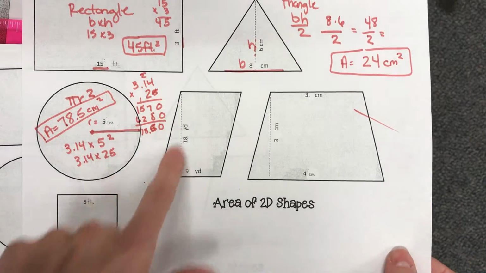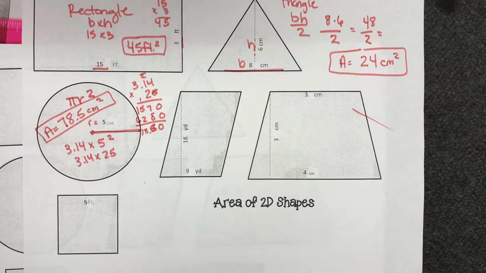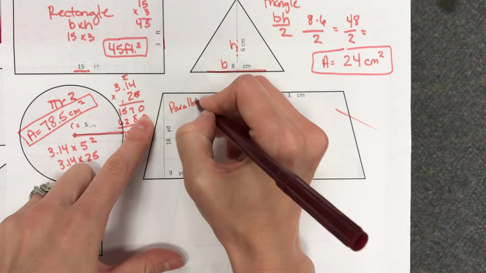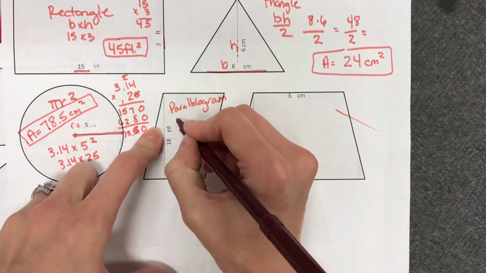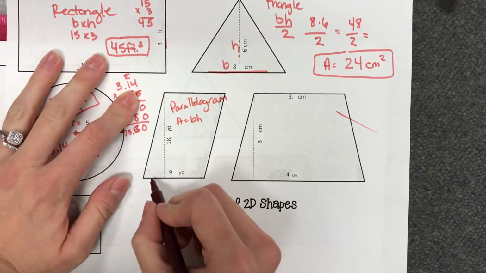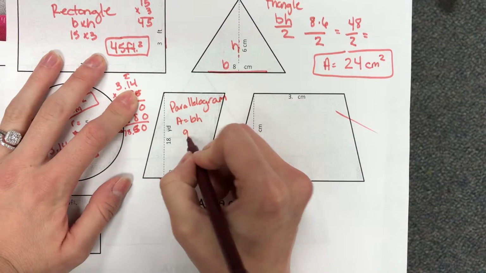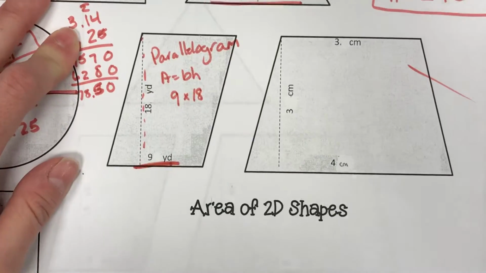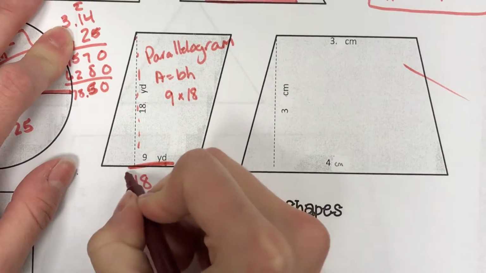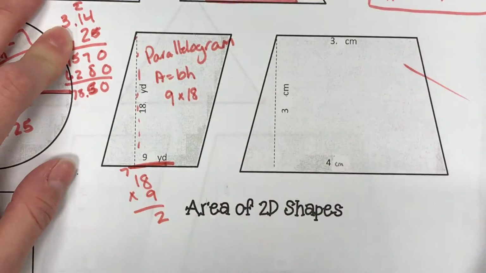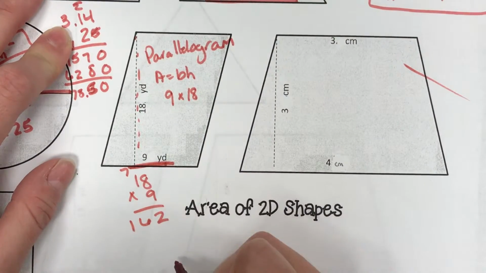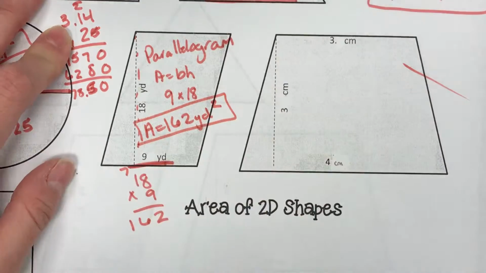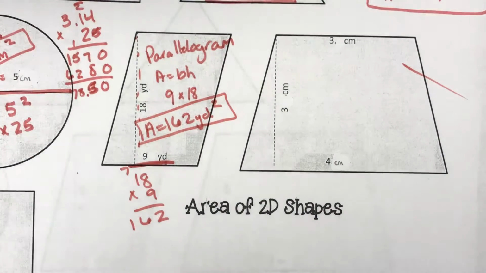Okay, this next shape here, what is this shape? Parallelogram. Parallelogram. We're going to use base times height. So, base of our shape, which is 9, times the height, this little dotted line here, 18. So, 18 times 9. Good. So 162 yards squared.